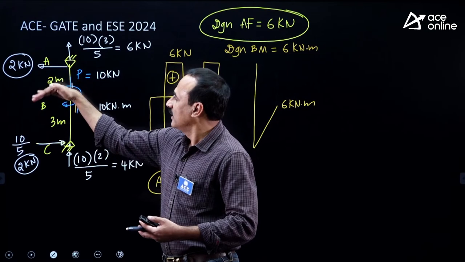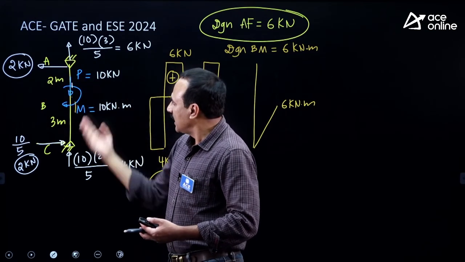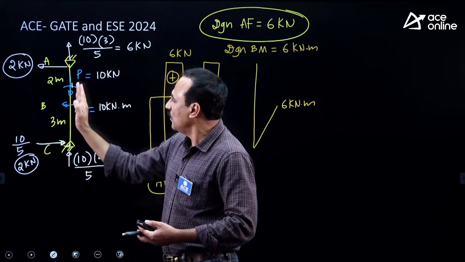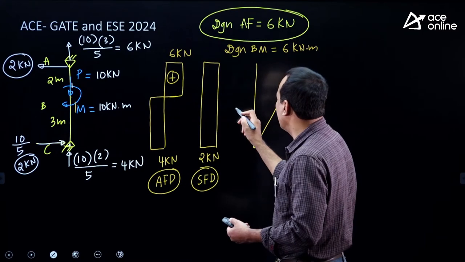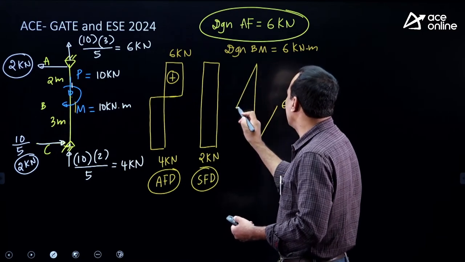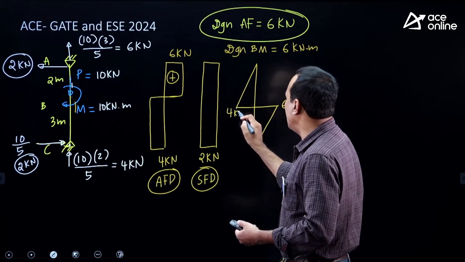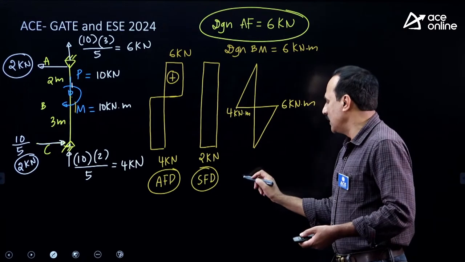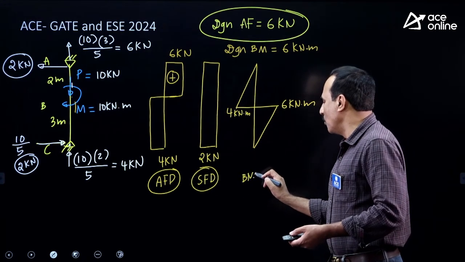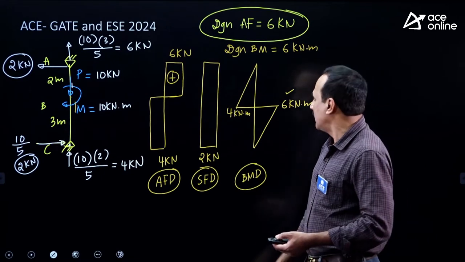On the other side, it is bending like this, with tension coming on the right side. So this is 2 into 2, 4 kN meter, that will be like this. So this is 4, bending moment diagram. This is 6 kN meter, this is BMD. The maximum bending moment, the design bending moment, is 6 kN meter.